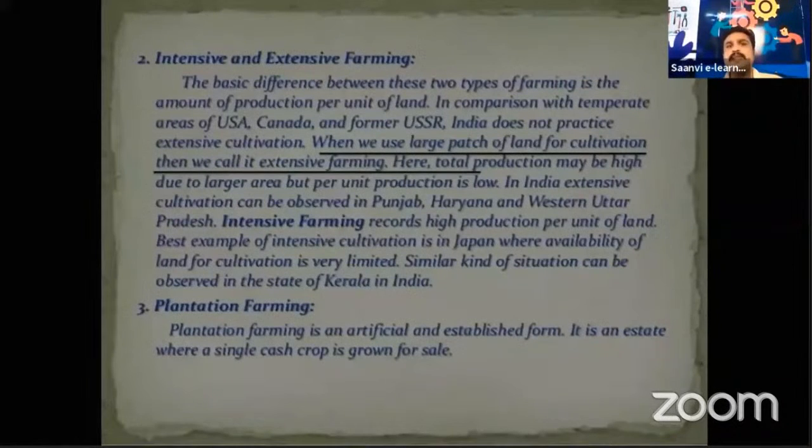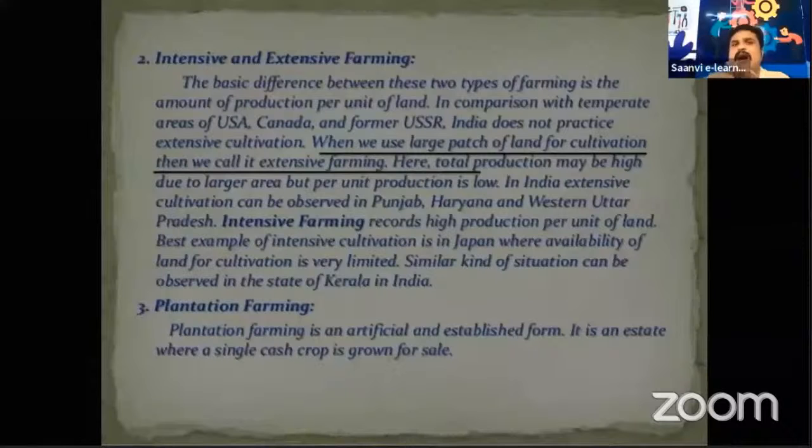Okay, so coming to intensive and extensive farming. See that underline: when we use a large patch of land for cultivation, we call it extensive farming. In intensive farming, farmers can concentrate more on their land because it is a small area, so they give more care. Intensive farming records high production per unit of land because of the small area and specific concentration, and they can specialize in those crops.